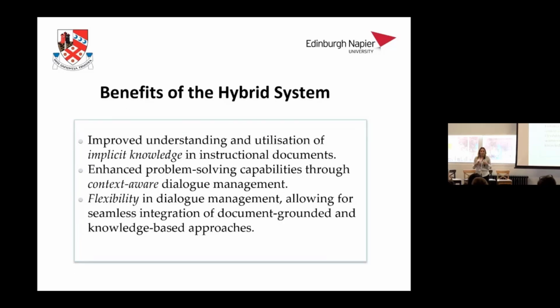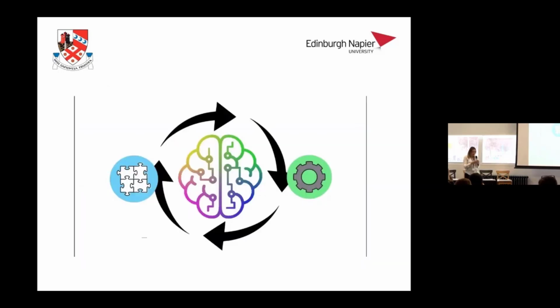We observed that by merging all these different technologies, we managed to help the dialogue system express this implicit knowledge more explicitly. It was more able to pretend that it understands the context, because obviously it doesn't. And it showed that it's more flexible in managing the whole dialogue. I'll try to play this video to show you some examples of what it does.